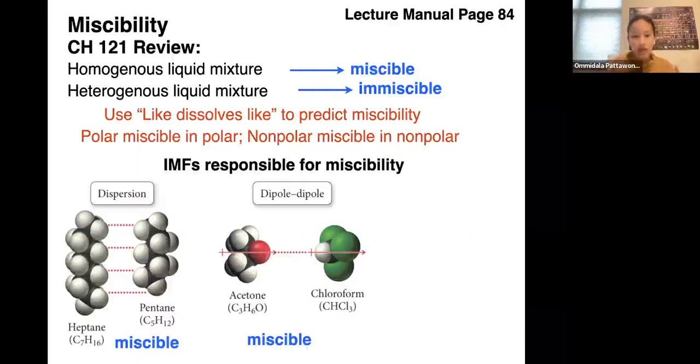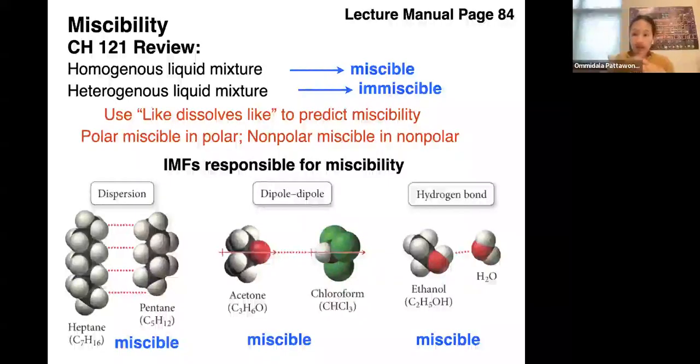Because they have the same type of IMF, they are able to interact with each other. Therefore, they are going to form a homogeneous mixture, right? So they are going to be miscible in each other. Same thing for ethanol and water as well. The reason why they are able to mix is that they both share hydrogen bonding as their intermolecular forces, so they are able to interact with each other.